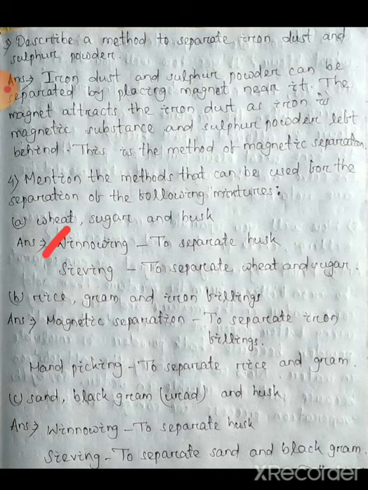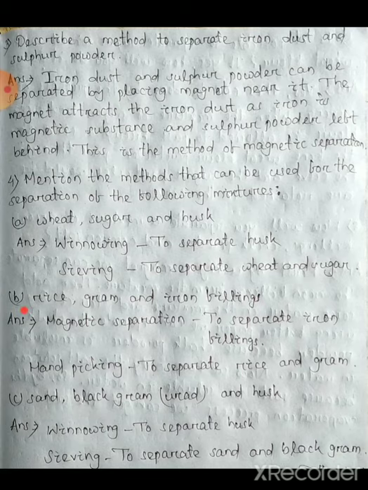Wheat and sugar we can separate by sieving, because the size of the sugar particles is smaller than the wheat. So by the sieving process we can separate wheat and sugar. Okay students, so winnowing and sieving are the processes to separate wheat, sugar and husk from this mixture.